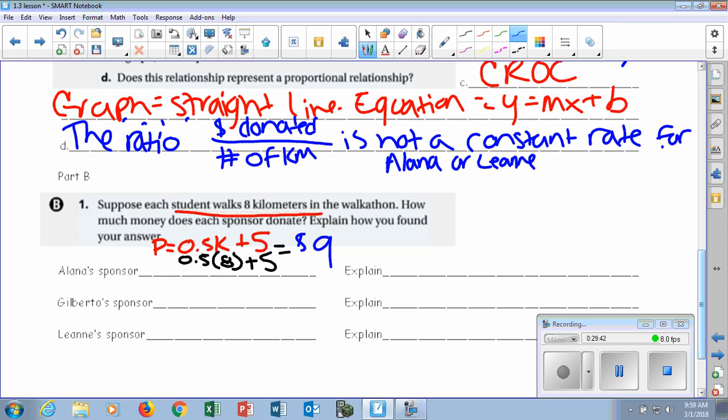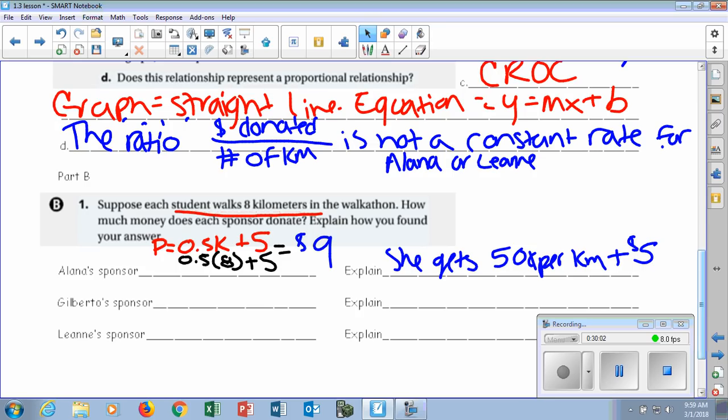And then it says, explain how you get this. Well, we know she gets 50 cents per kilometer plus $5. We know that. That's why we were able to plug in that type of equation to figure out the profit, I'm sorry.